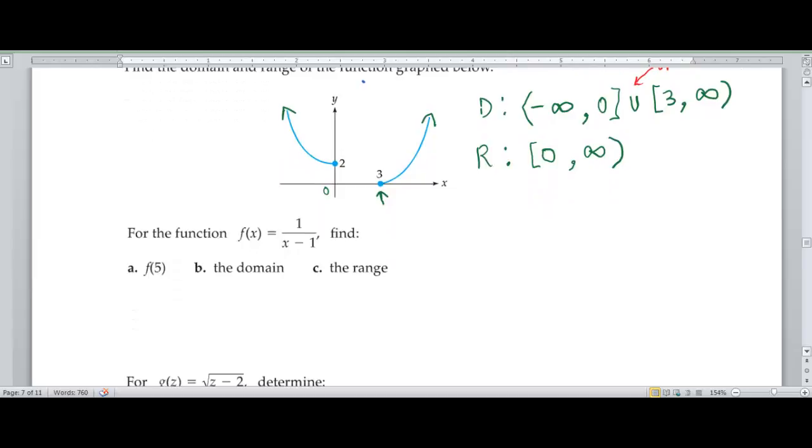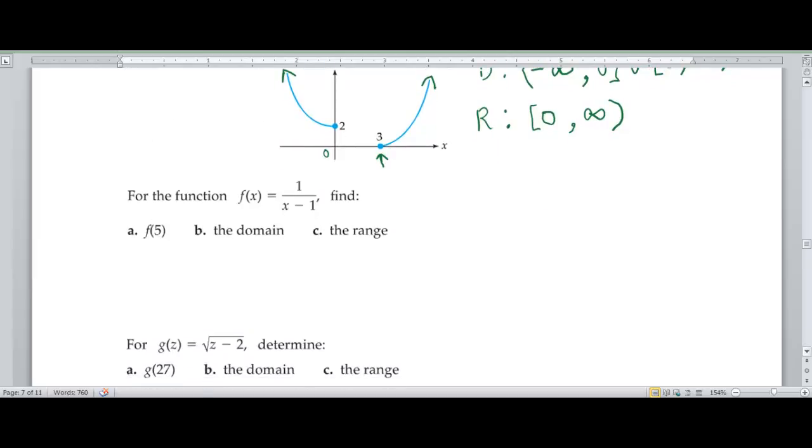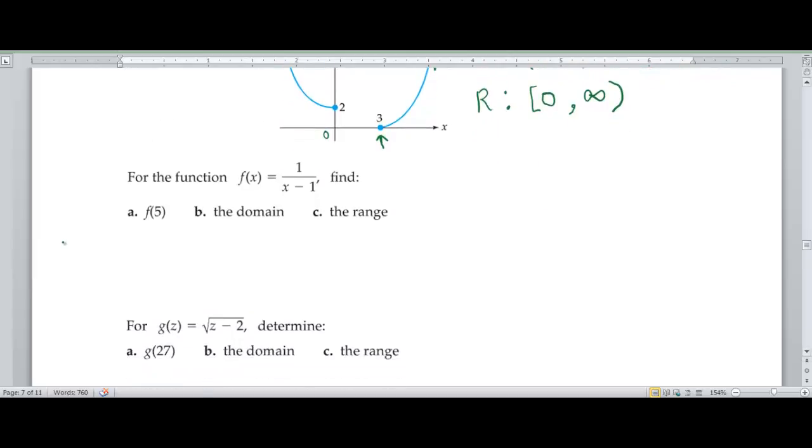Let's look at this here. For the function 1 over x minus 1, find f of 5. Well, to find f of 5, all you have to do is plug 5 into the function, 5 in for x, and we get 1/4. Domain. What is the domain? Well, you think, what x values would make this function undefined? Can you think of any x values that would make this function undefined?